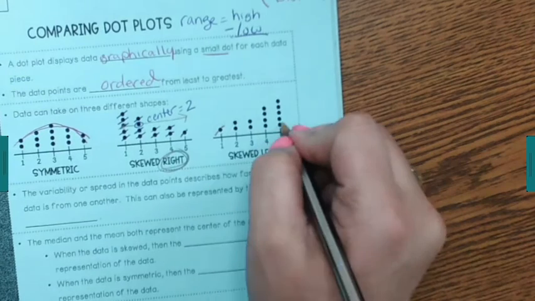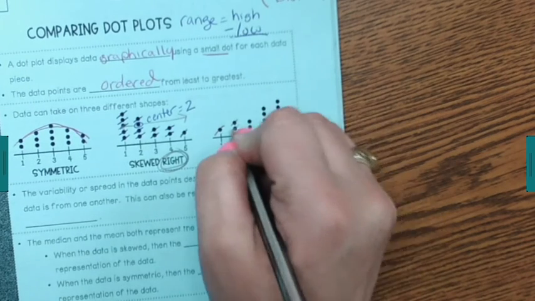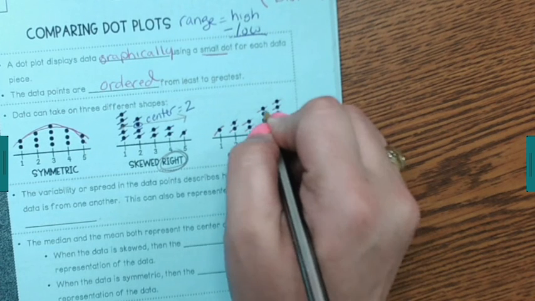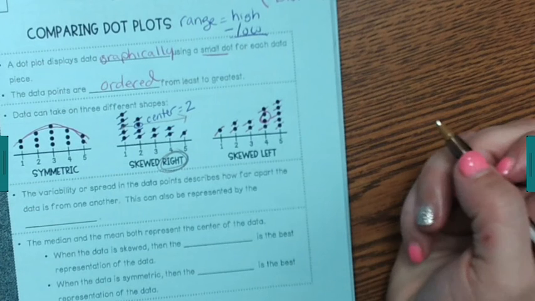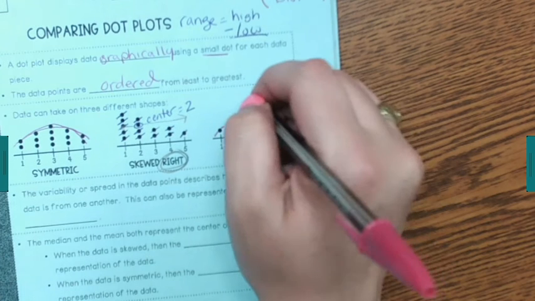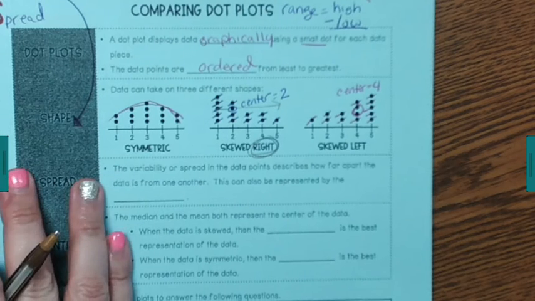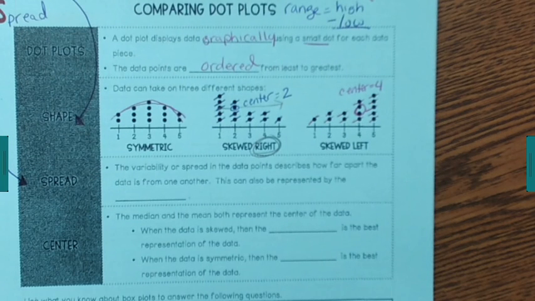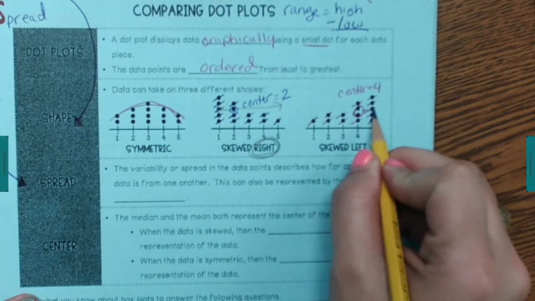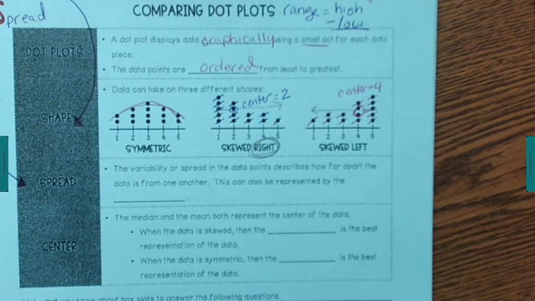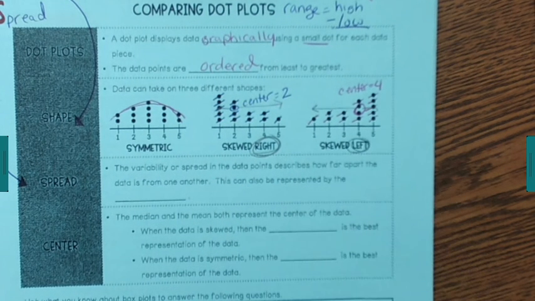So for the next one, start, end, start, end, start, end, start, end, start. And I have 2 of them, but if it's 4 and 4, what do you think my center is? 4. Everybody okay with finding the center? Okay. So now, this way is 1, and this way is all the way down here, so it's longer on the left, which makes it skewed left.